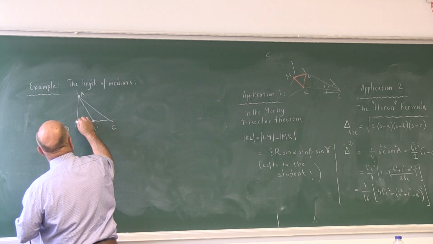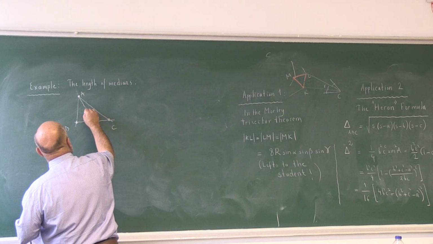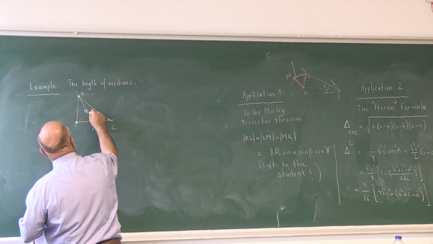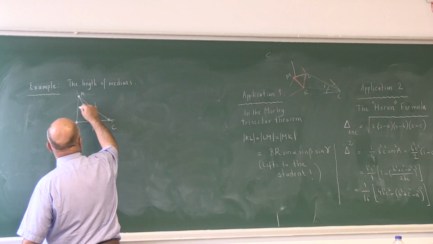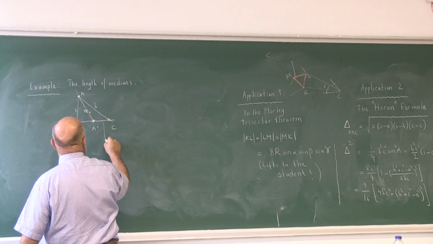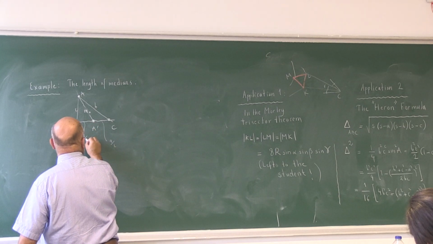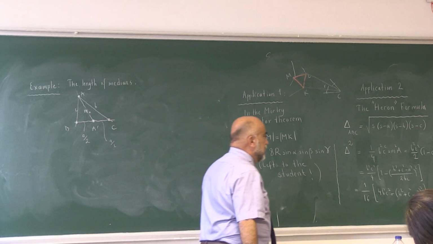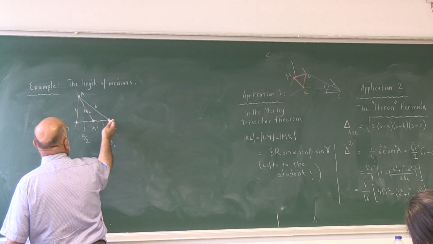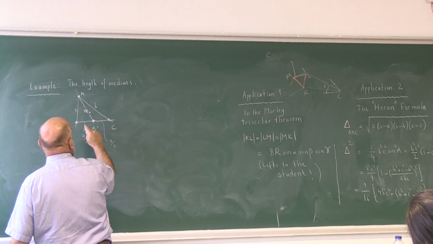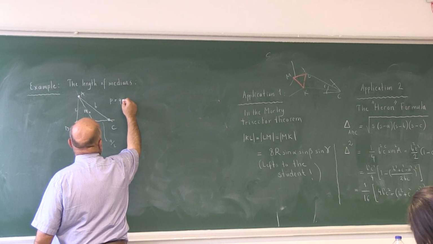So let's look at this. We are interested in computing the length of m_a, the median through A. The rest is obvious. This is B, this is C, this is your a over 2, and this is your a over 2. So this is a very simple application of Stewart's relation, in that the lengths of the sub-line segments into which BC is divided, that's P and Q, are both a over 2.